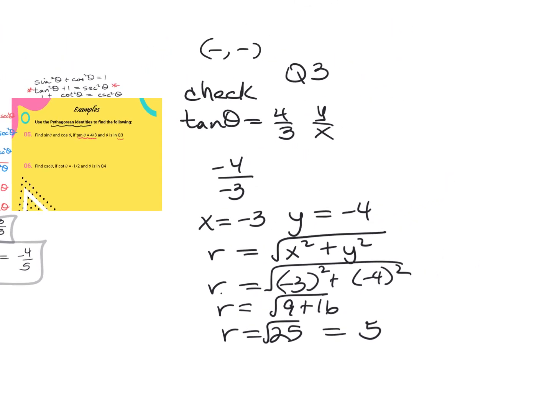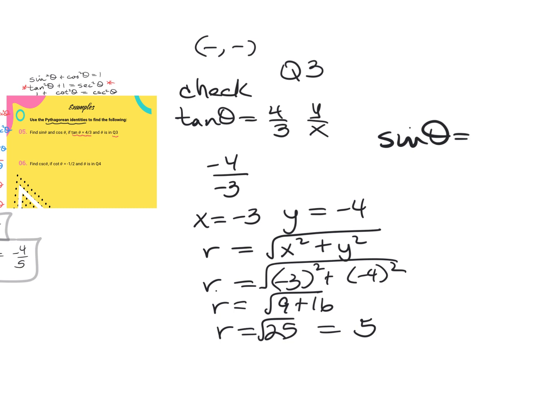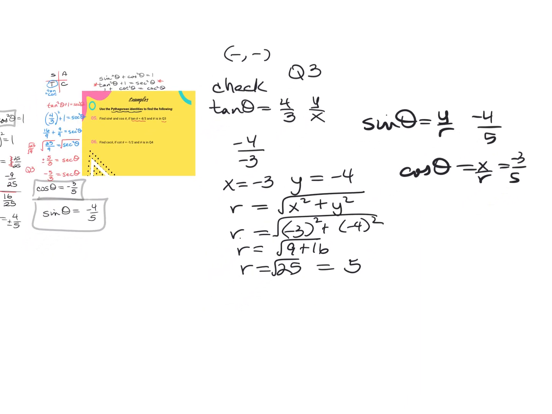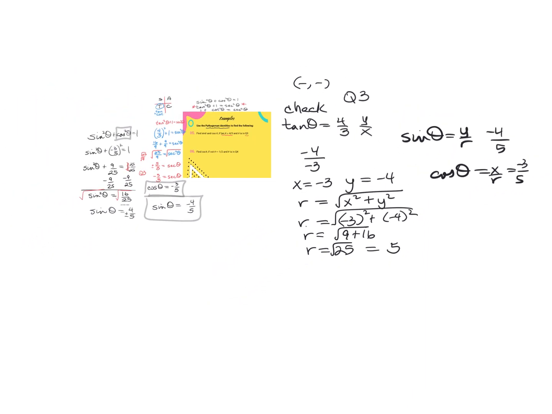So now the question said, find sine. Remember, sine is y/r. So if you just do -4 over 5, and then cosine is x/r, -3/5, and it's the same answers I got when I did all the work using the identities. This is how you can check your answer. If you use this to solve the question and you don't have the identity work, but you get the right answer, it's still wrong. You must use identities.